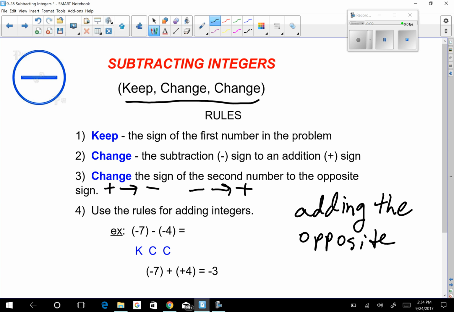So essentially, subtraction doesn't truly exist. What you're really doing is adding the opposite. That's what subtraction is, adding the opposite. And you can use the rules keep, change, change to help you rewrite subtraction problems as addition problems. So the whole thing is to rewrite that subtraction problem as an addition problem, and then you follow the rules for adding integers at the end. So everything is really an integer addition problem once you make these changes first.